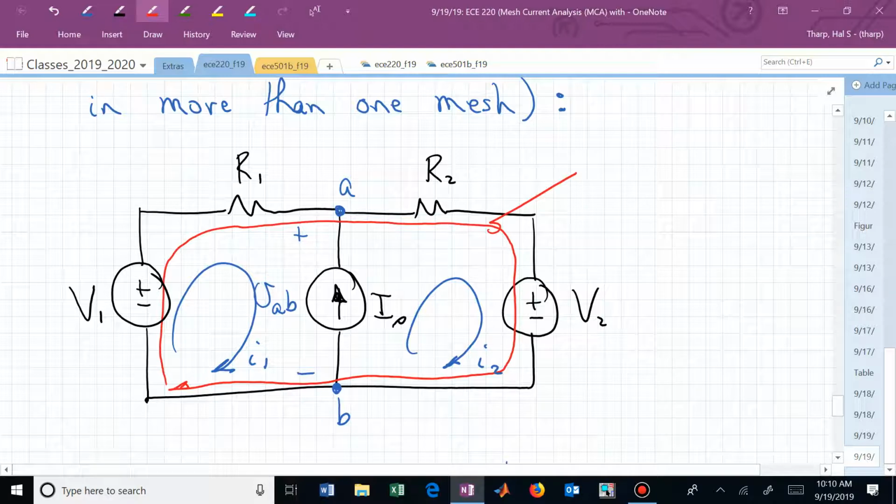And what do you think I'm going to call that super duper thing? A supermesh. It's a combination of these two meshes. This is now a supermesh.